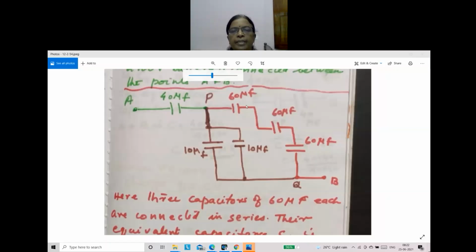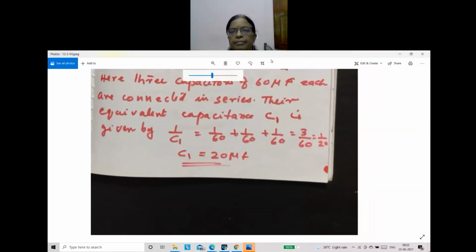So 1 by CS equals 1 by 60 plus 1 by 60 plus 1 by 60. That way you have to find it, so you will get one value. See, 1 by 60 plus 1 by 60 plus 1 by 60.